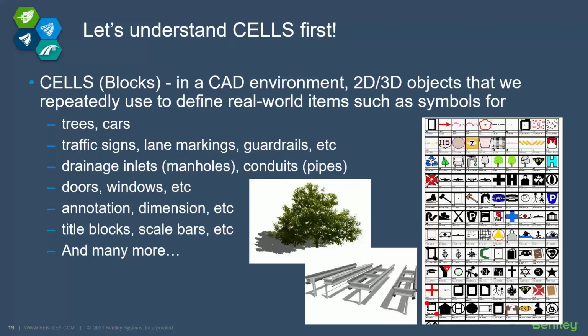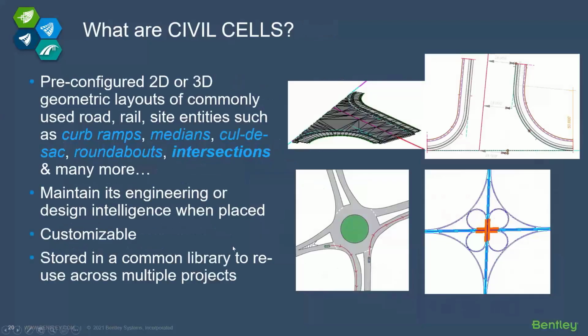And in a CAD environment, you would usually use a cell or a block in order for you to depict 2D or 3D objects that you use repeatedly. Like for instance, trees, even cars, traffic signs, lane markings, even your drainage inlets, doors and windows if you're dealing with architectural type of plans, annotation symbols, dimension symbols, of course your title blocks, and so on. Many items.